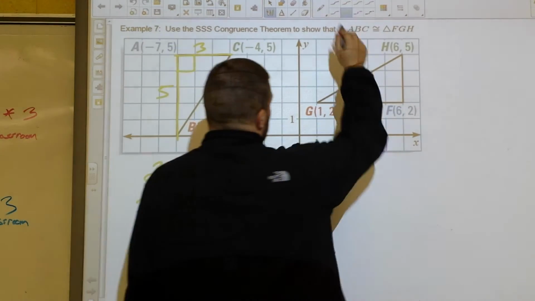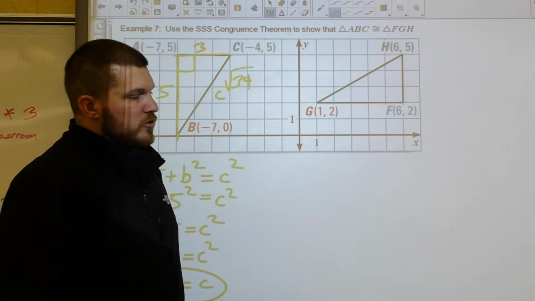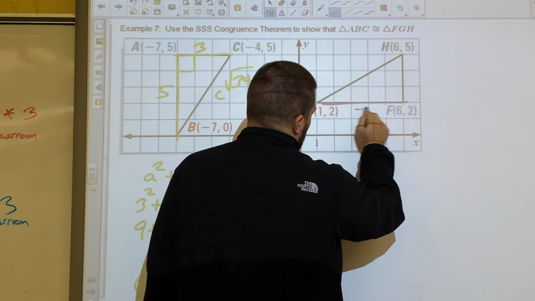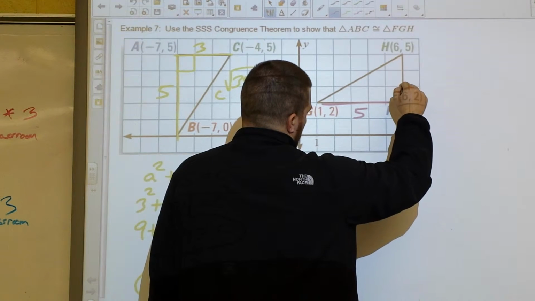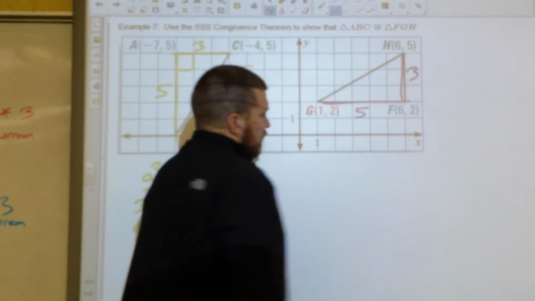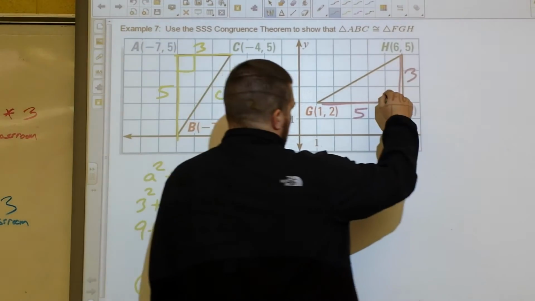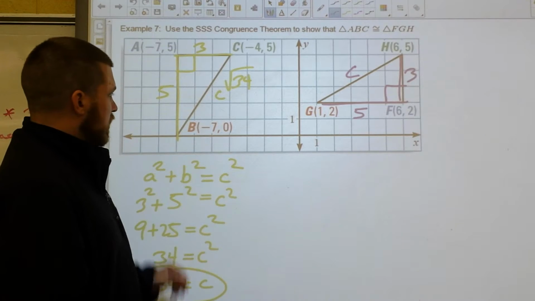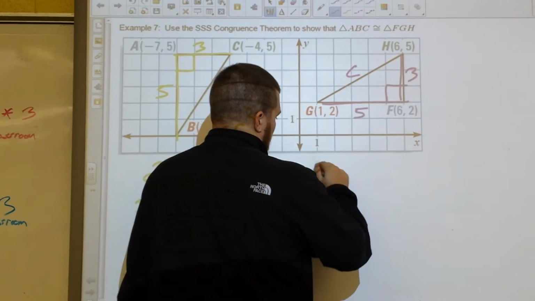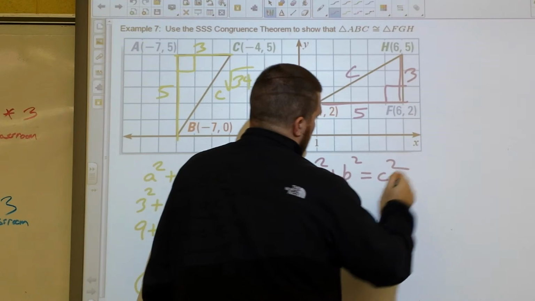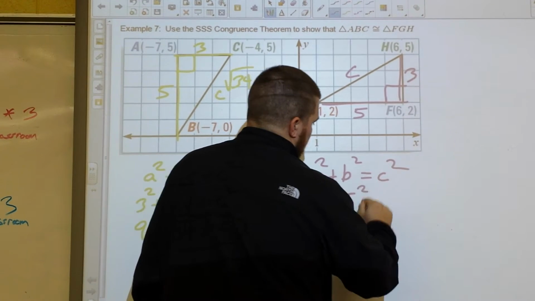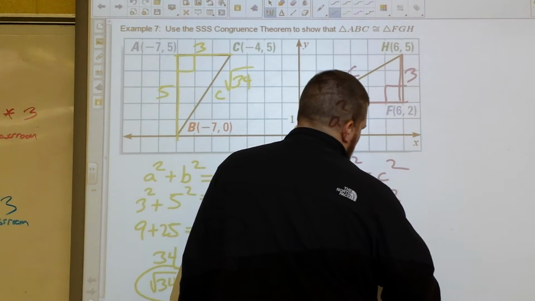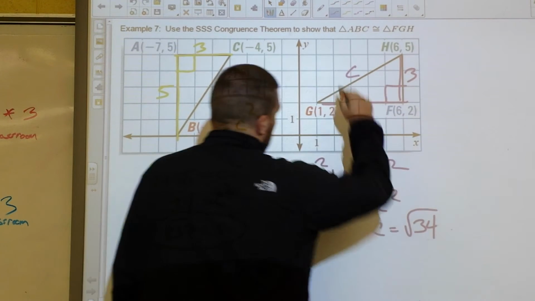All right, let's go on to the other triangle. Again, I'm going to find the easy sides first by just counting. So this side is 1, 2, 3, 4, 5 units long. This side is 1, 2, 3 units long. All right, so far so good. Now it's a right triangle, and this side is my hypotenuse C. So that means A and B are exactly the same. So we have A squared plus B squared equals C squared. 3 squared plus 5 squared equals C squared. And it's the exact same problem that we just did, so since we've already done it, C is going to be the square root of 34.